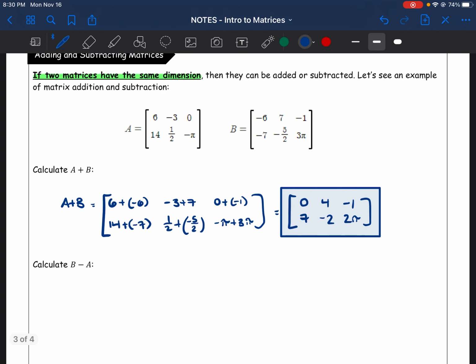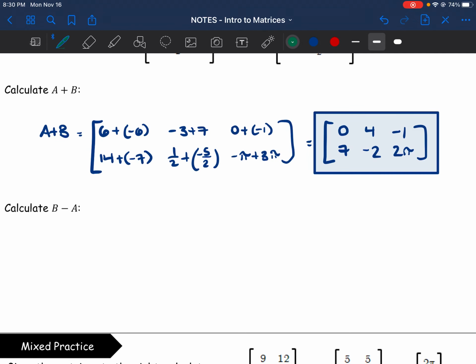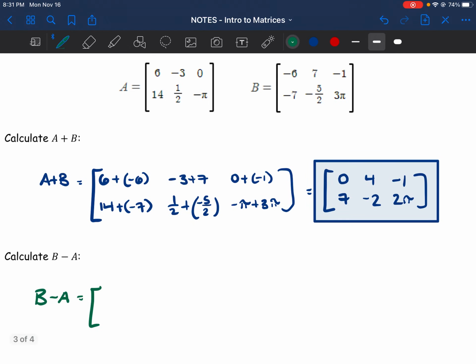Now let's do a problem with matrix subtraction. So in this example, using the same matrices A and B, we want to calculate B minus A. All right, well, B minus A, we want to make sure that we're going in the correct order. So starting with B, we're starting with the elements of B, subtracting the elements of A. So in row 1, column 1, that'd be -6 for B, minus the row 1, element 1 entry for A would be +6, so -6 minus 6.